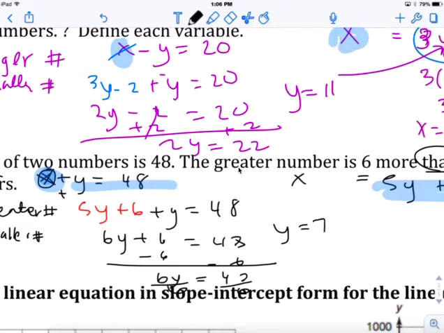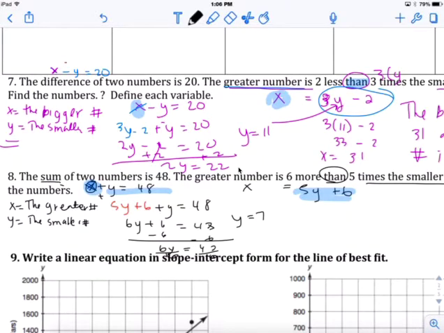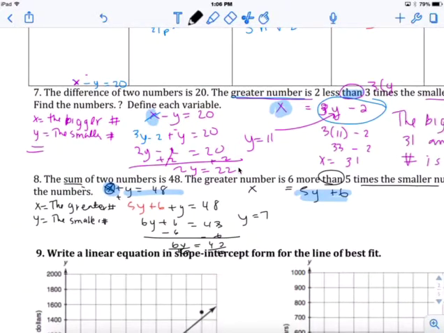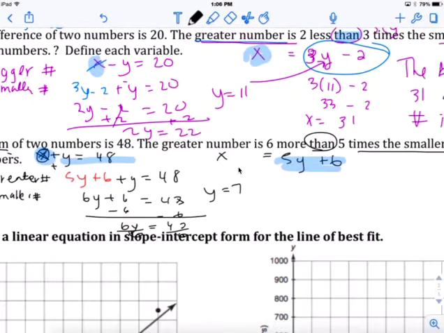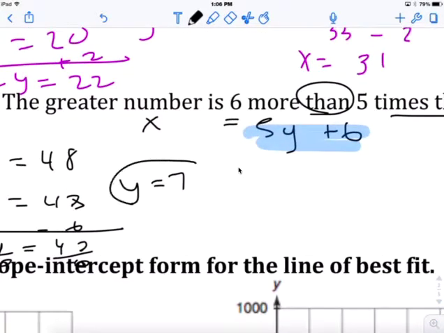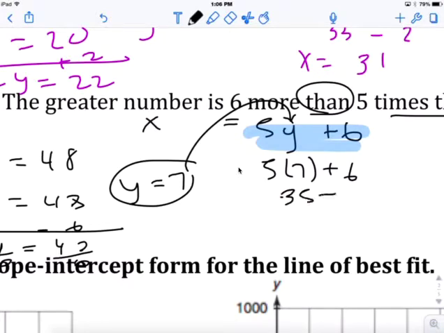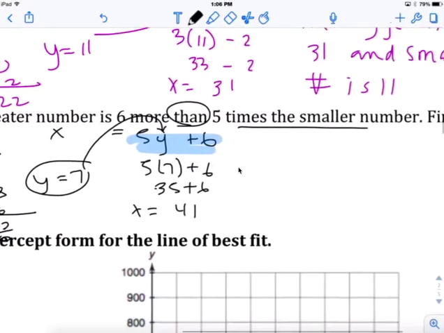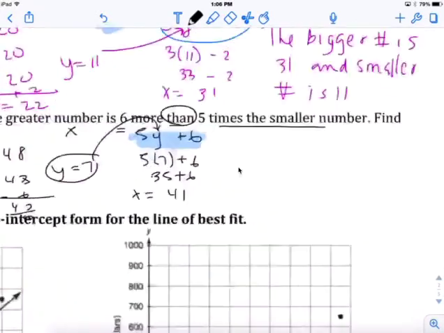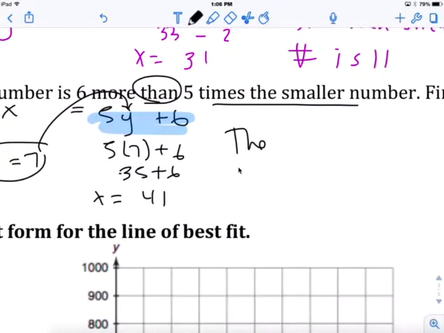Y equals 7. So the smaller number is 7. So what's the bigger number? 7 plus what is 48? 41, right? The bigger number is 41. Well, we can just substitute to prove that. 5 times 7 plus 6. 35 plus 6 is 41, the bigger number. So find the numbers. The numbers are 41 and 7.